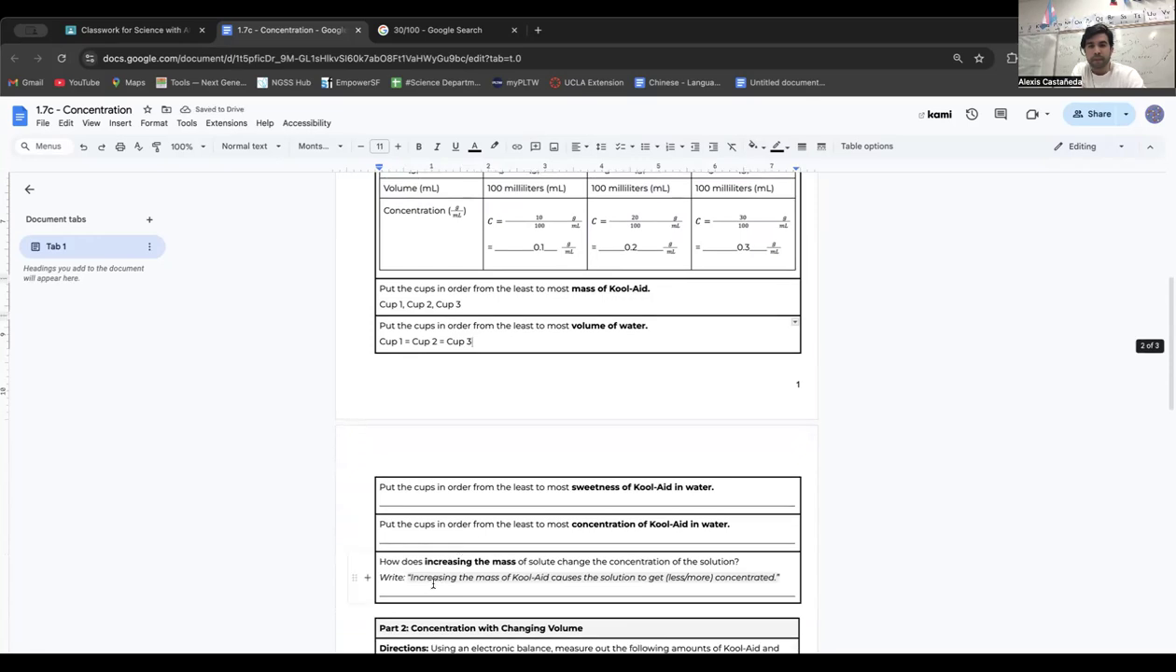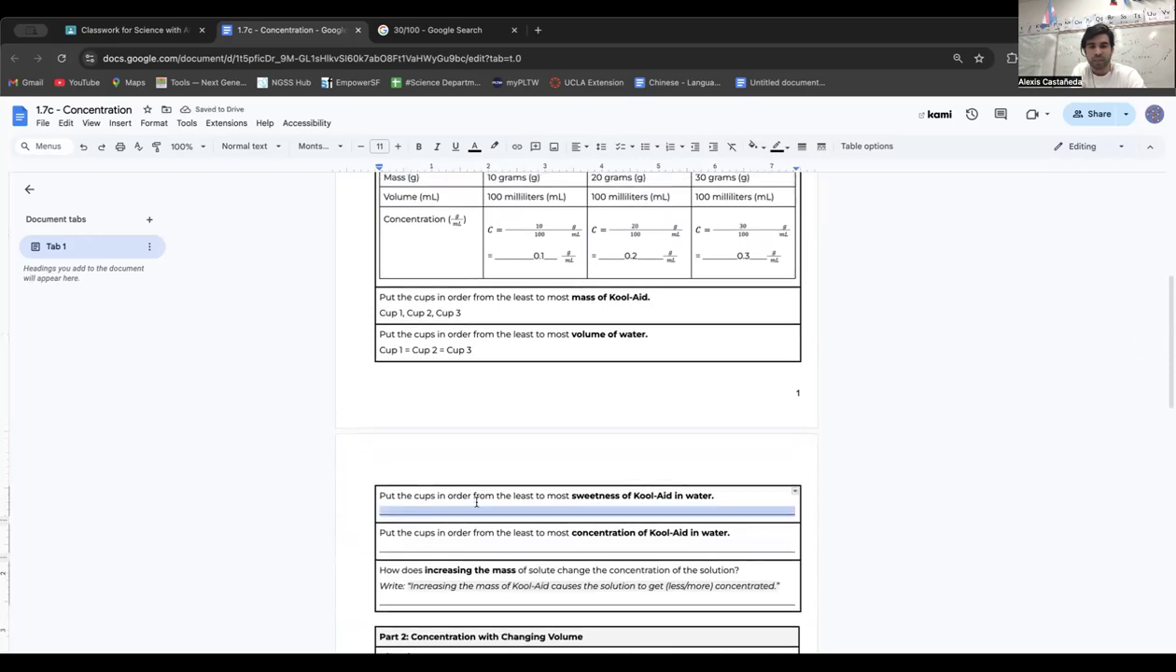All right. Now it's asking us to put them in order from least to most sweetness. So if you want to, you can actually taste the juice. And what you see, right, is the more Kool-Aid there is in it, the sweeter it becomes. So it's going to become sweeter with more mass of Kool-Aid. So cup 1 is the least sweet, then cup 2, and then cup 3.